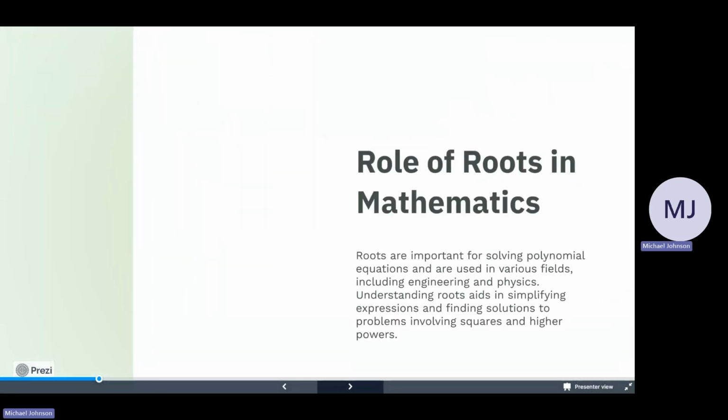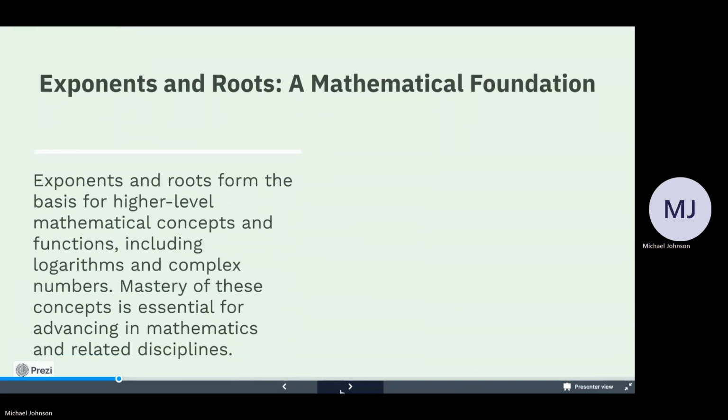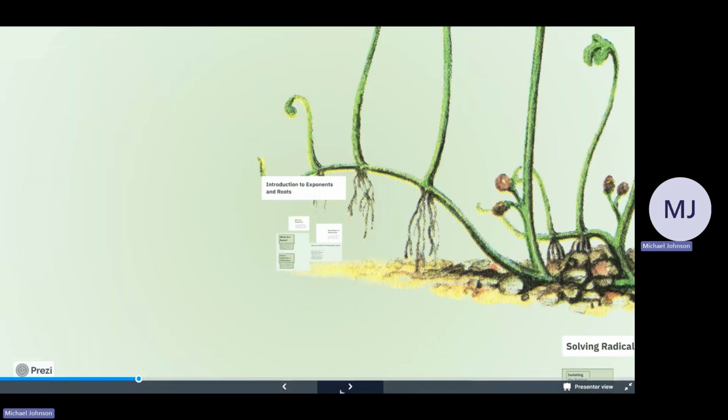Roots are important to solving polynomial equations and are used in various fields, including engineering and physics. Understanding roots aids in simplifying expressions and finding solutions to problems involving squares and higher powers. Exponents and roots form the basis for higher-level mathematical concepts and functions, including logarithms and complex numbers. Mastery of these concepts is essential for advancing in mathematics and related disciplines.